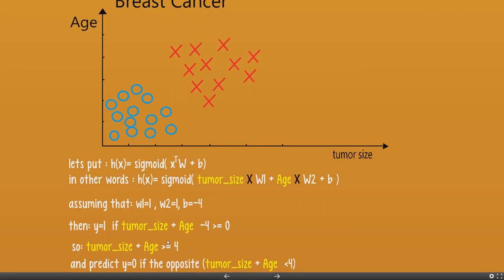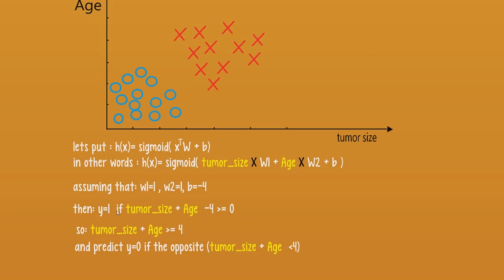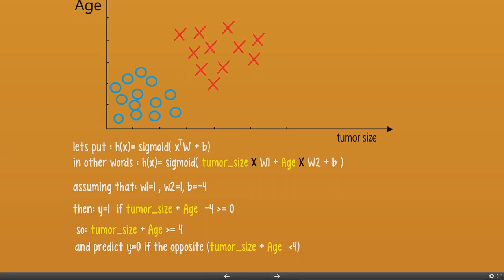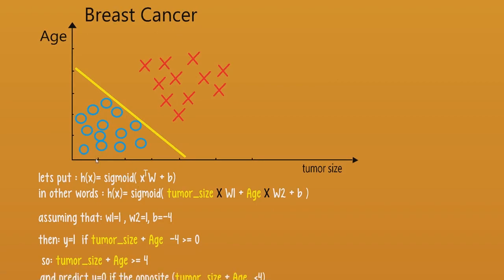And predicts 0 for the opposite. So we predict y equals 1 if tumor size plus age is more than or equal to 4, and the opposite means 0, if tumor size plus age is less than 4. By these given equations, you can see here 1, 2, 3, 4. So we can say that we learned this line here given our h of x.